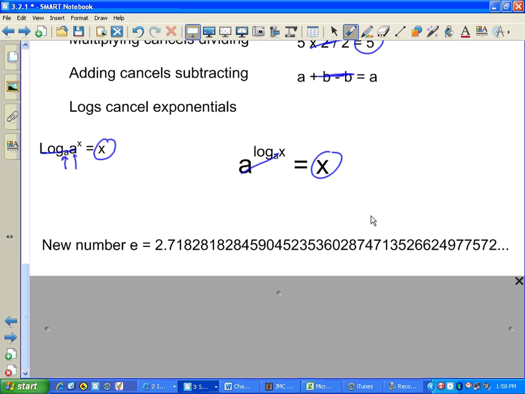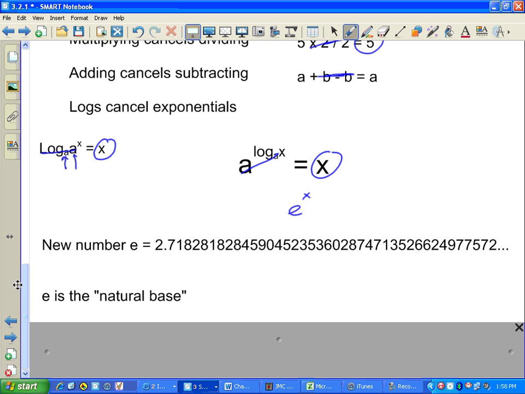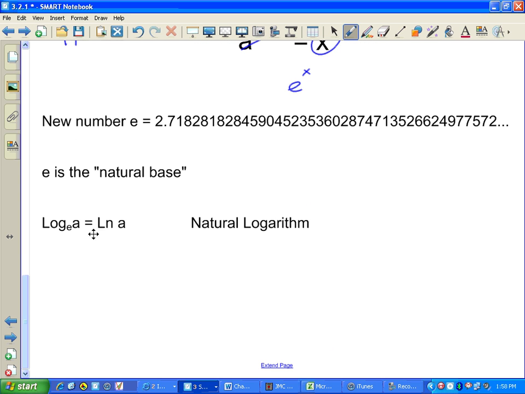Okay, there's a new number. You guys have maybe seen this. It's on your calculator. Usually you'll notice an e to the x button. Well, that e is this number. Okay, it's an irrational number. It just keeps going on forever. And it's called the natural base. And so if we use e as the base of our logarithm, then we get the natural logarithm. And we abbreviate that just as ln, natural logarithm, or logarithm natural. Okay, so whenever you see ln, ln is the same as writing log with a base of e. Okay, these are the same thing.